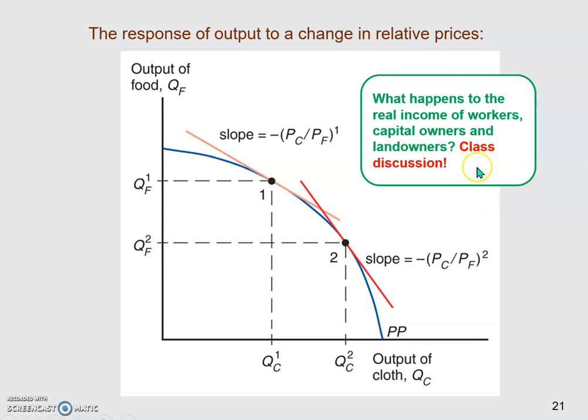But here I would leave these for you guys to think about. When only one price changes, or when the relative price between the two products changes, what happens to the real incomes for workers, capital owners, and land owners? When you come to class, we're going to discuss these. As I said, this is super important.